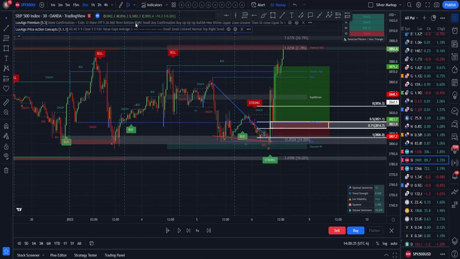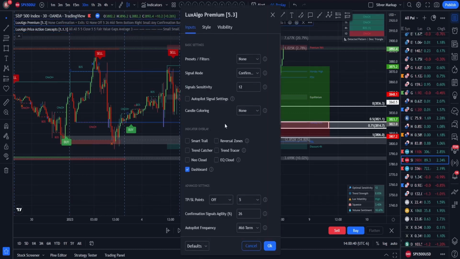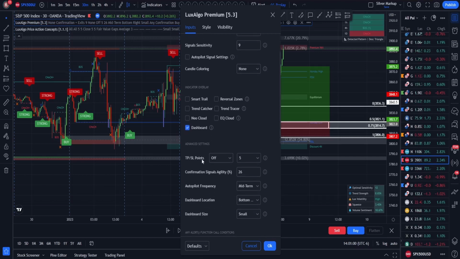And then with Lux Algo Premium, I keep it simple. I go in and set up just the signal sensitivity. I leave that at 12. I use it when it's necessary. Sometimes I like to make it a little bit more sensitive and go to 9. But when I'm just looking at the price action concepts area, I'm not really paying too much attention to it. If you like to do the candle coloring, you can. I don't use it myself.